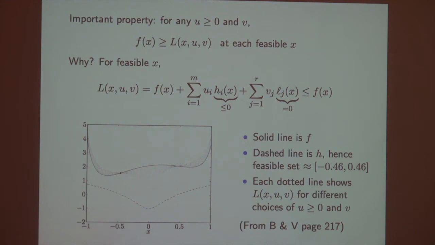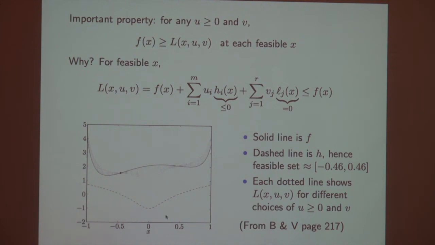So here's a picture of what the Lagrangian looks like. The solid line in this case is f. You can see it's not a convex function. And the feasible set is essentially everything in between these two dashed lines. So we're trying to look at f subject to x lying in between about minus 0.5 and 0.5.